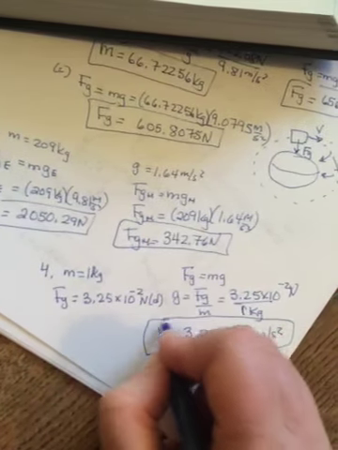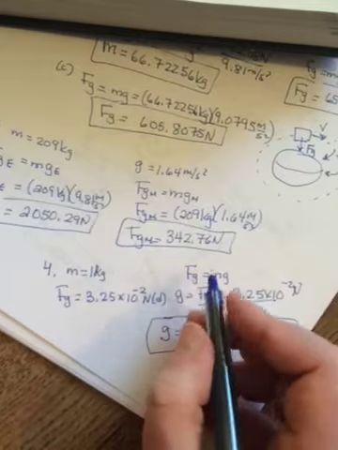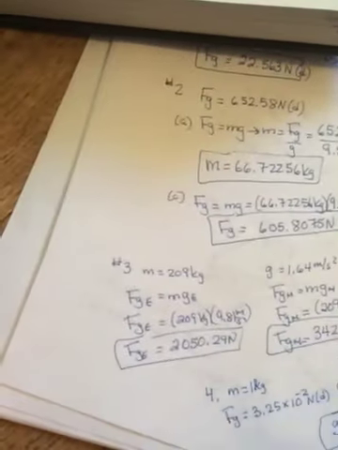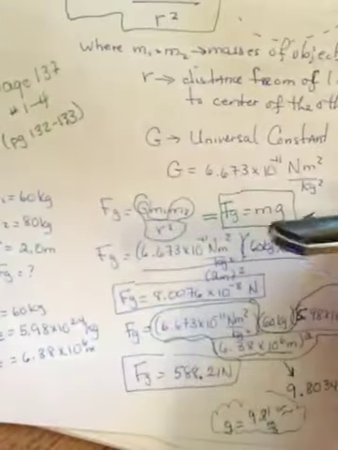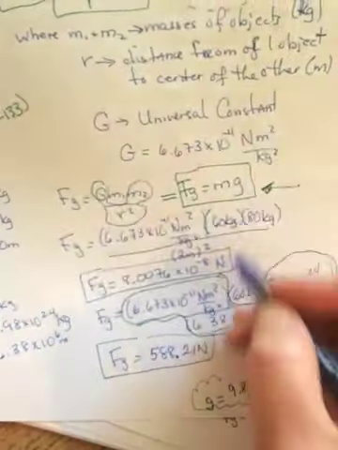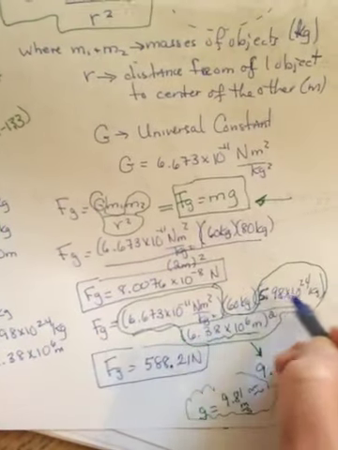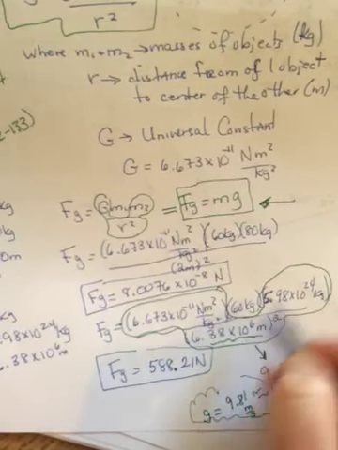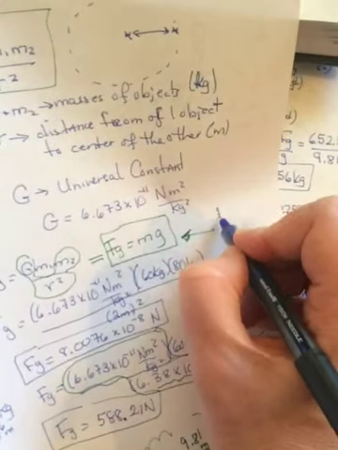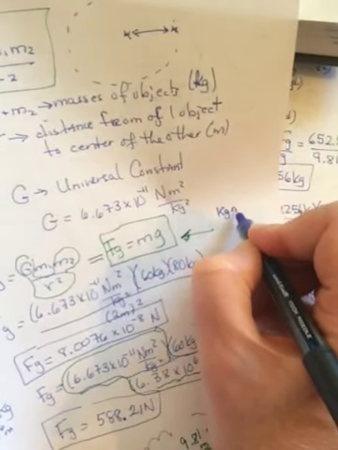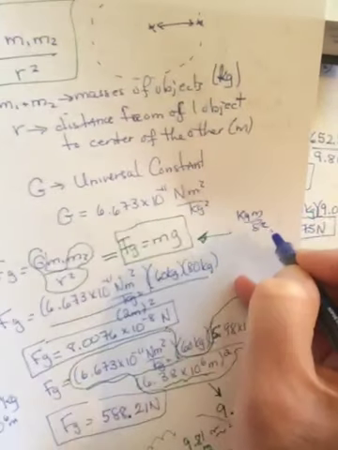Which reminds me I forgot to say something on the last video. When we did this and we found little g, when you do the units on this, you will find the units here are meters per second squared. So mg is kilograms times meters per second squared.